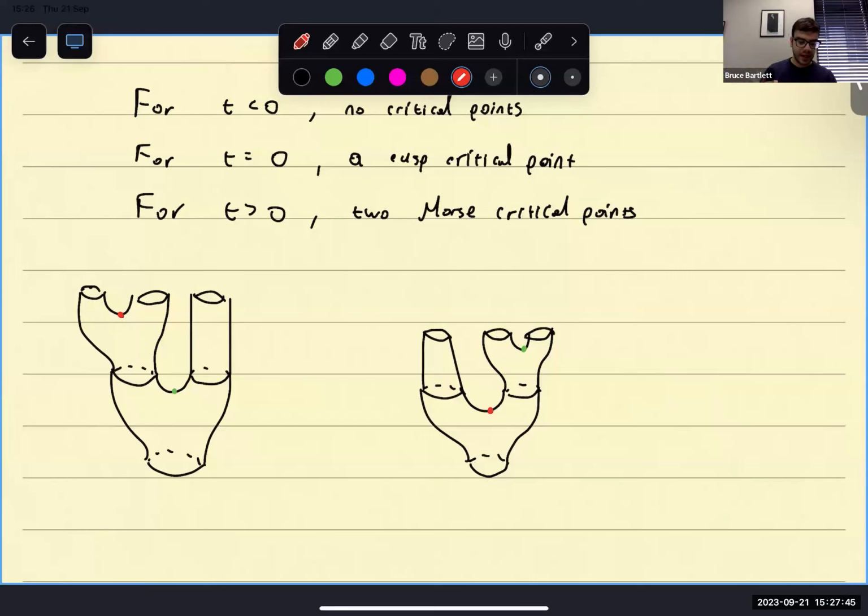And in the middle of this movie, those two critical points are at the same level, and that's where you have a non-excellent Morse function. That's why I like to call these crossing paths, because the critical values cross each other throughout this path.